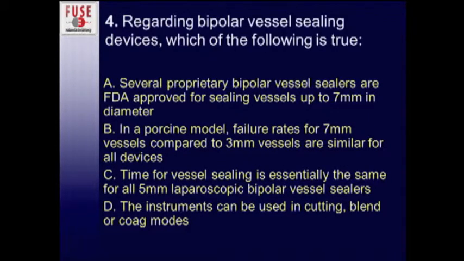Question number 4. Regarding bipolar vessel sealing devices, which of the following is true? A, there are several proprietary devices, FDA approved for sealing vessels up to 7 millimeters in diameter. B, in porcine models, failure rates for larger vessels compared to smaller vessels are similar for all devices. C, the time for vessel sealing is essentially the same for all FDA approved devices. Or D, the instruments can be used in cutting, blend, or coag modes.